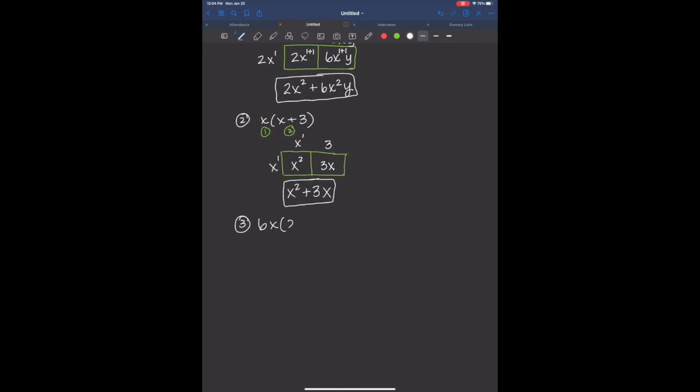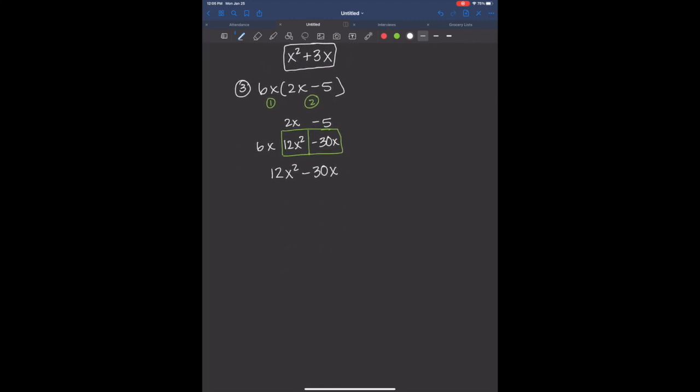For the third one, we've got 6x times 2x minus 5. That's another 1x2 rectangle. And we're going to have 6x times 2x and times minus 5. So 6 times 2 is 12. X times x is x squared. And then 6 times negative 5 is negative 30. And we stick the x on the end. So 12x squared minus 30x.